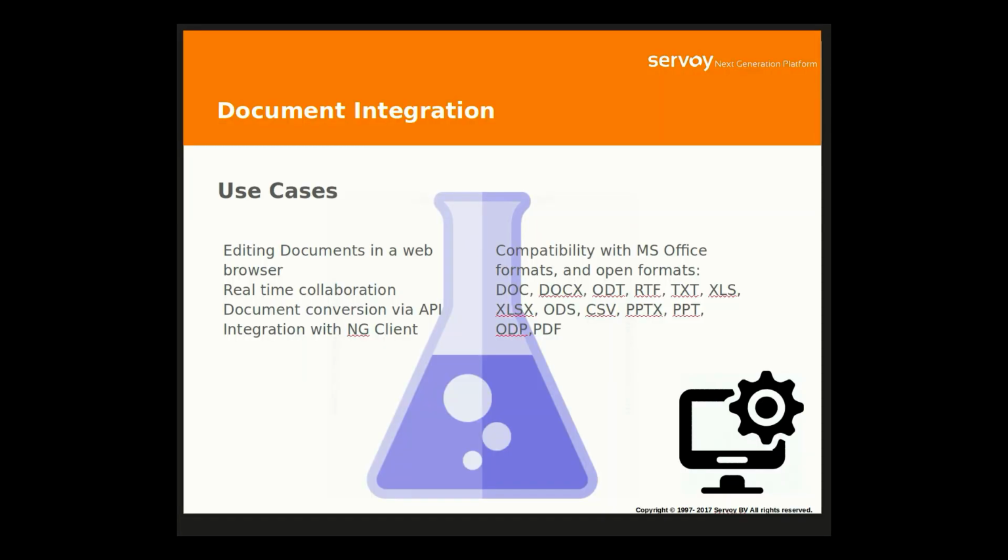All right, well, we got a chance to look at the code and went through a few demos. Let's get back to the slides and take a look at some of the use cases with an integration like this. Obviously, the main use cases would be editing a document in a web browser, real-time collaboration between users on a document, document conversion via the API, and of course, integration with the NG client and your Servoy solutions. Compatibility with Microsoft Office formats and open formats are also a nice plus.